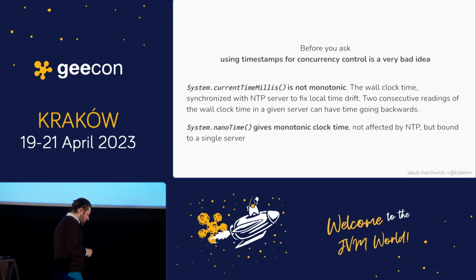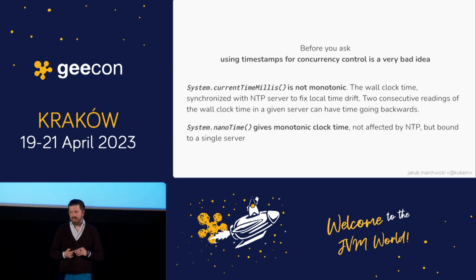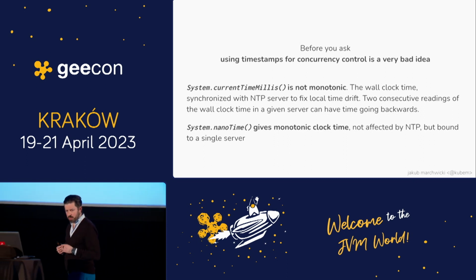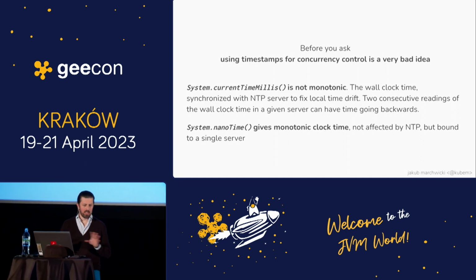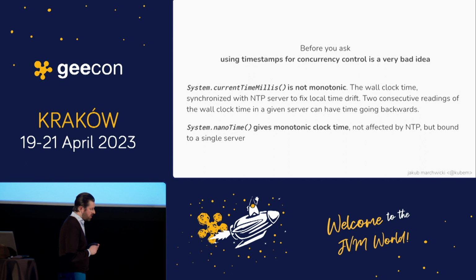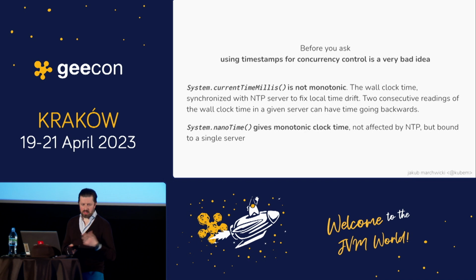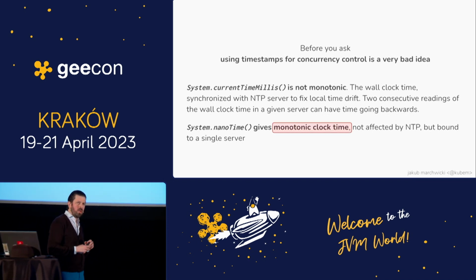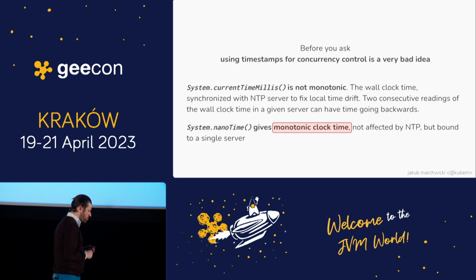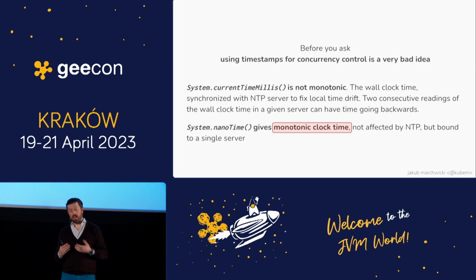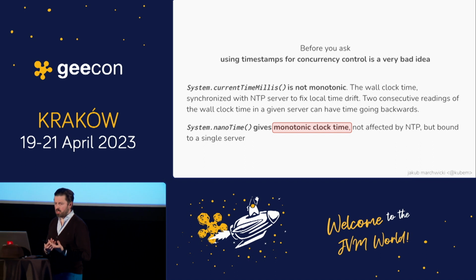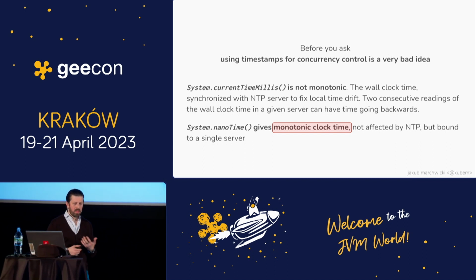There is another method in Java, which is called nanoTime, and it gives us a monotonic clock time, which is not affected by any other changes, but it's valid only within the single computer. So, can we use it? I think the key word here is this monotonic clock time. So as soon as we can have kind of a clock that is always ticking, we can try to synchronize the values.